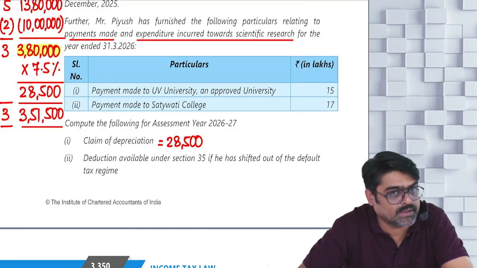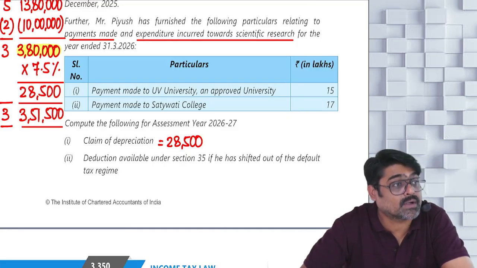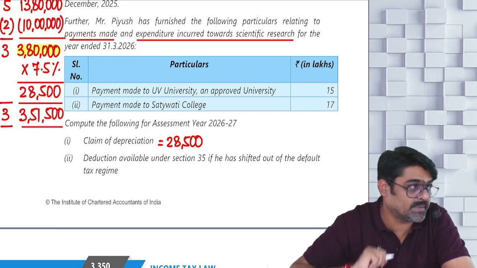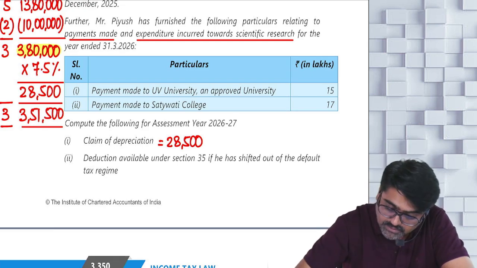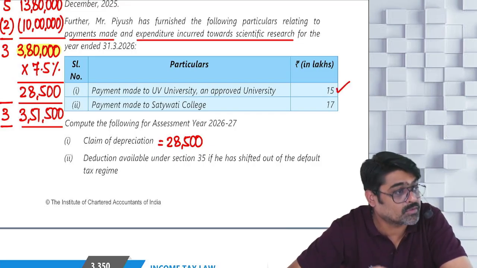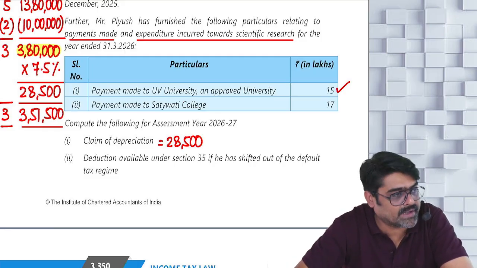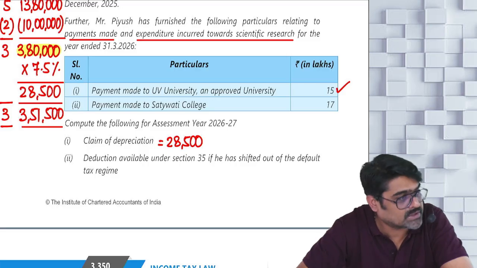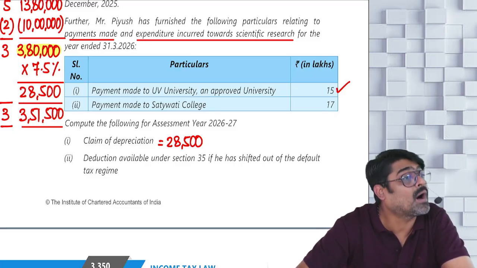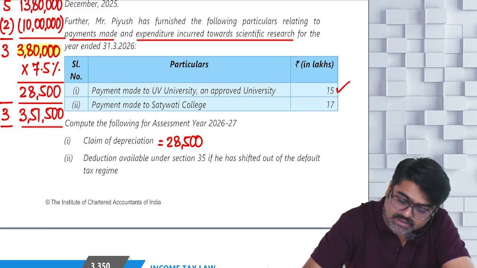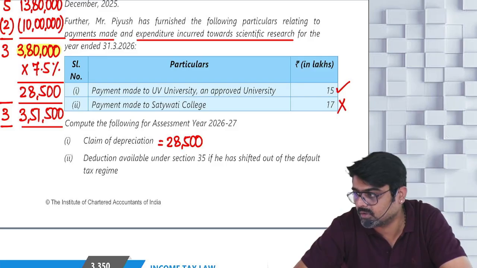So to any university which is an approved university for conducting scientific research, if you are making the payment, don't you think that this will be allowed as a deduction? Now the second donation you are making is to Satyavati College, where it is written that it is approved college. So any donation which you are making to Satyavati College will not be eligible because it was not an approved college. College or university should be approved. Only then the deduction will be available. So for this 17 lakh there will be no deduction.